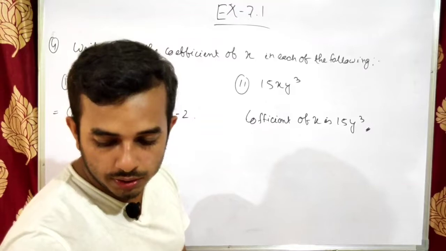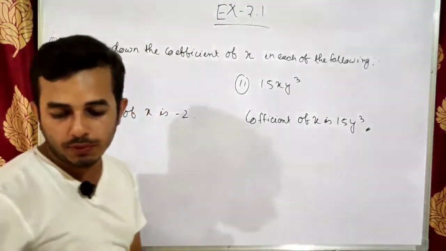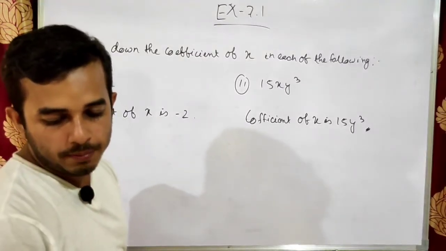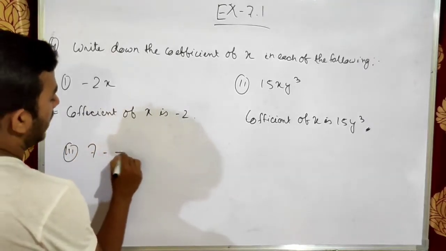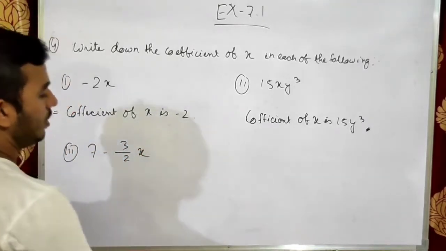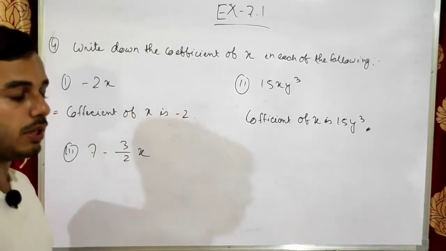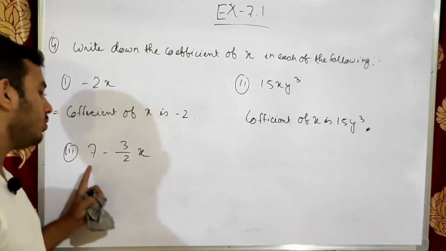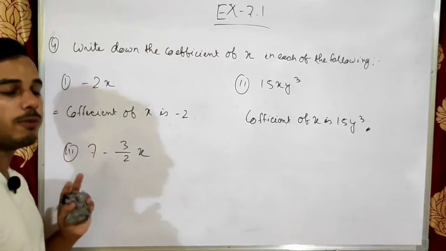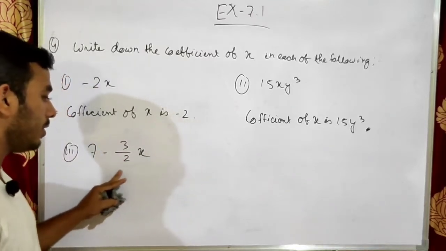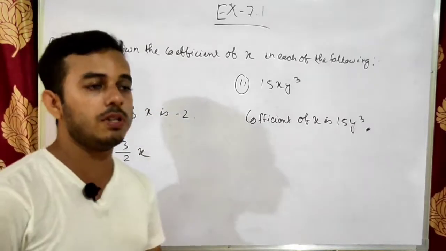Next one. Let me try another type of question, that is 7 minus 3 by 2x. Here, is this a binomial, monomial or trinomial? This is binomial, because there are two terms. So we'll not bother about this term, that is 7. Rather we'll bother about this term, 3 by 2x. What is asked? The coefficient of x.